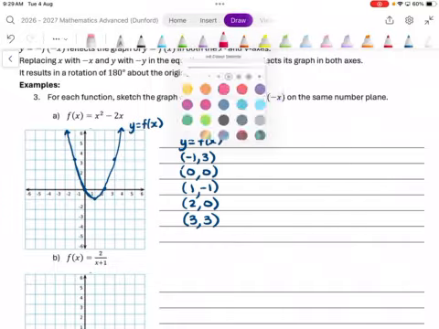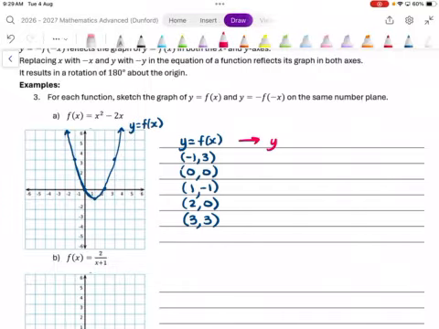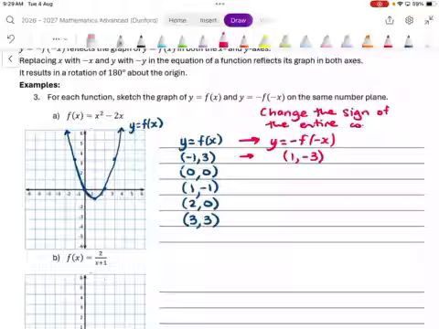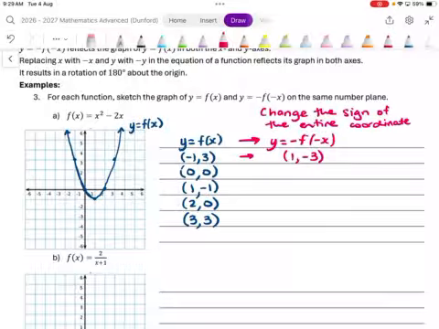What we now want to sketch is our y equals negative f of negative x. What that means is we're going to change the signs. So we're changing the sign of both our x coordinate and our y coordinate. That means the point negative 1, 3 will become the point 1, negative 3. So both coordinates change. We change the sign of the entire coordinate. Does that make sense?